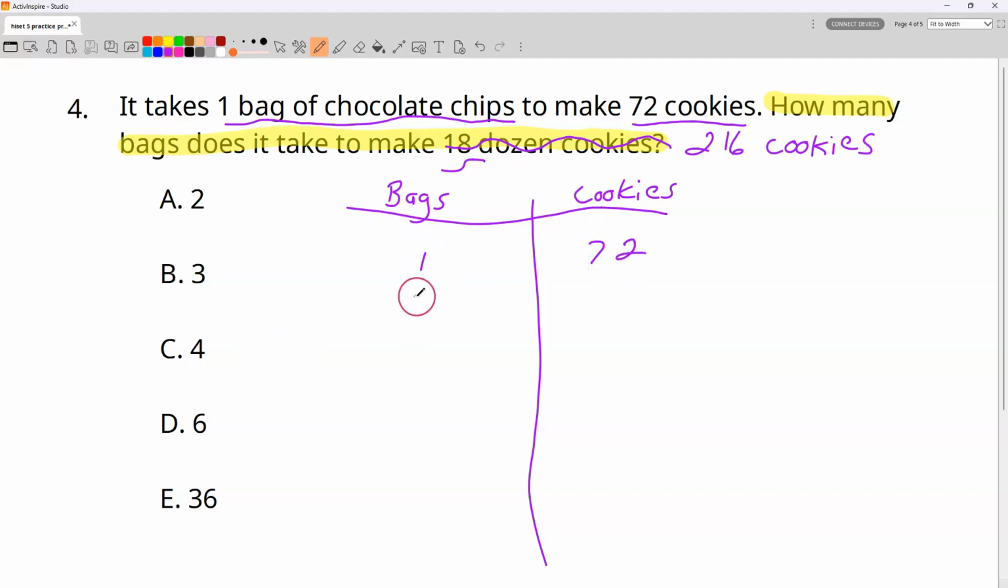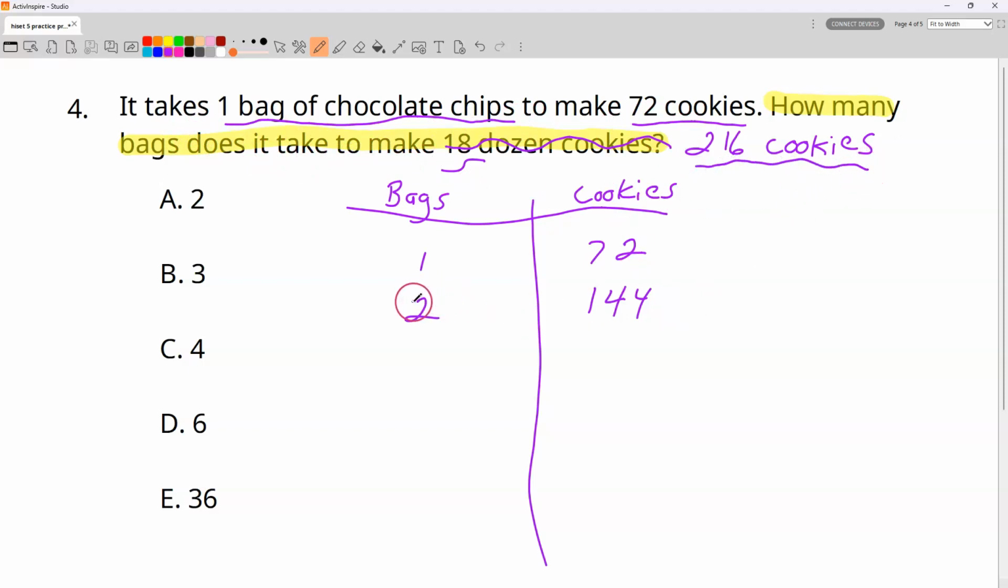What if I have 2 bags of chocolate chips? How many cookies could I make? Well, I can make another 72, right? So with 2 bags, I could make another 72. I just go 72 plus 72, which would be 144. So if I have 2 bags of chocolate chips, I can make 144 cookies. Well, the question is this: how many bags does it take to make 216 cookies?